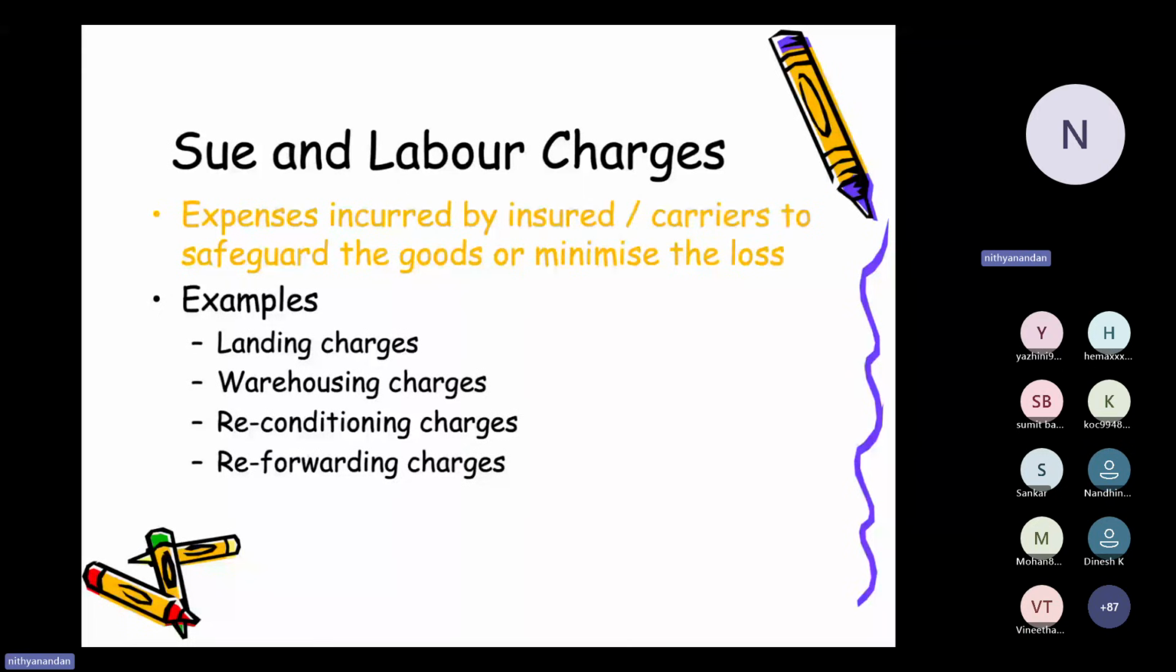So, very simply, sworn labor charges are incurred to safeguard or to minimize the loss. The loss has already started, and you are spending something to minimize the loss. In these two areas, we are doing it only for a particular cargo.